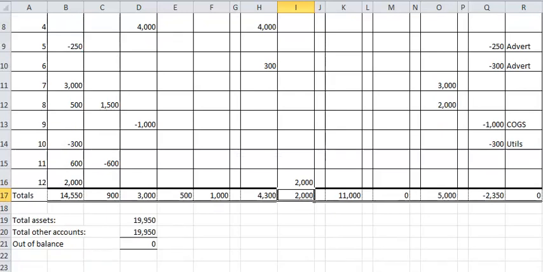Number 10, we paid utilities expense in cash. So cash went down, and utilities expense went up. It's shown as negative because it's coming out of the business. So we had a $300 expense in utilities, wrote him a check, cash went down for $300.